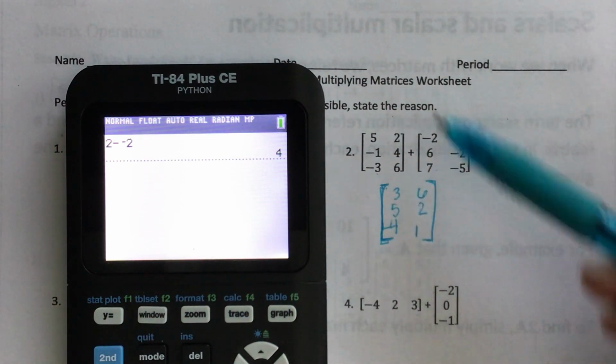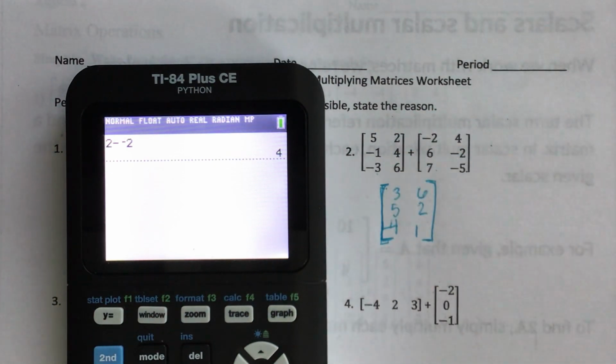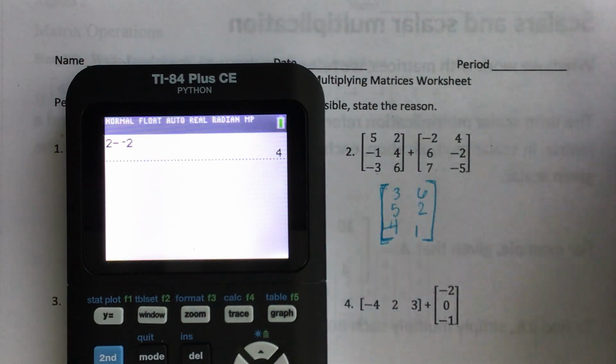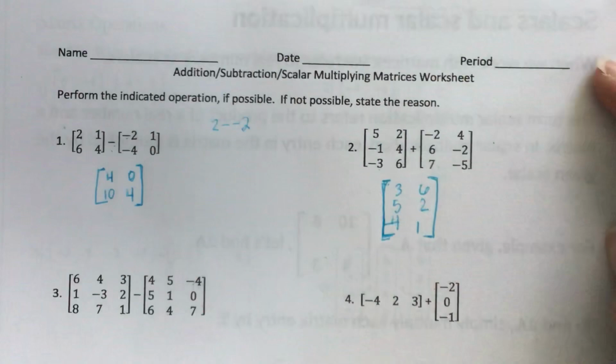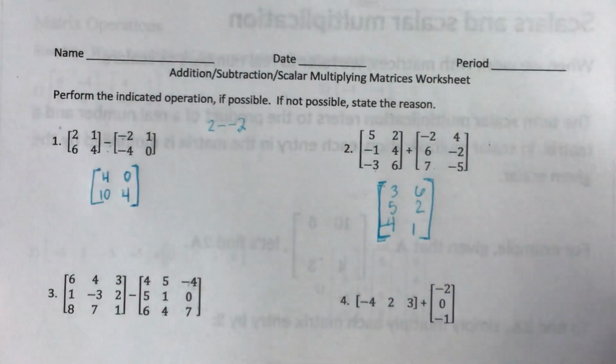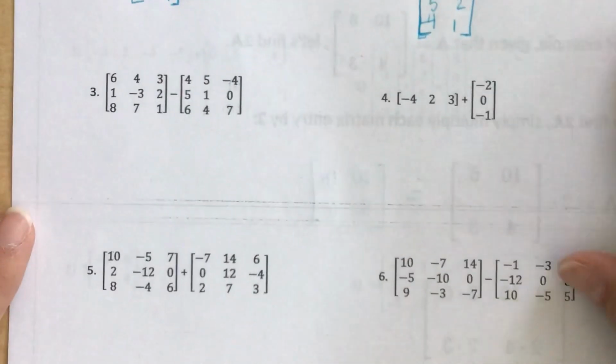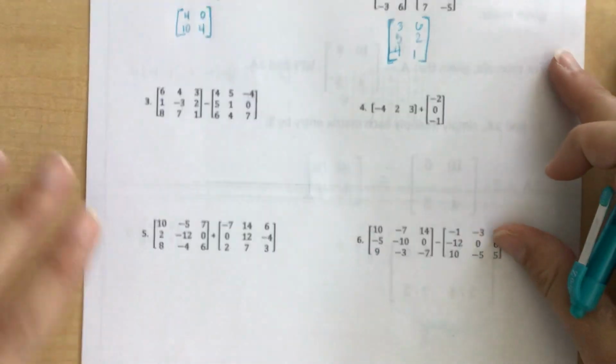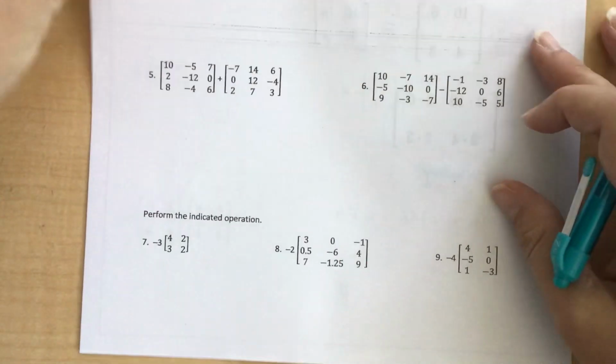And my answer matrix has the exact same dimensions as the two matrices that I'm adding or subtracting. Okay? All right, what I would like for you to do is to complete 3, 4, 5, and 6. All right, so you're doing those 4. And then you also are going to do 7, 8, and 9.